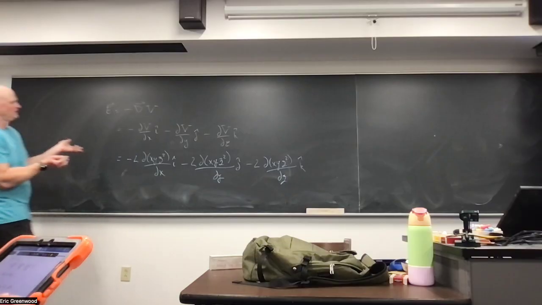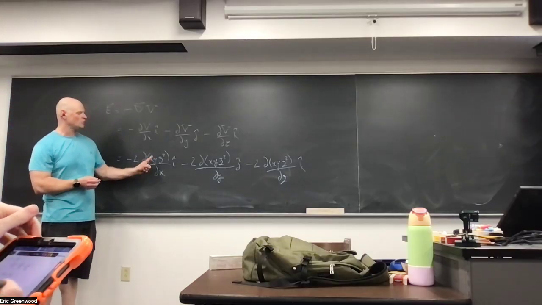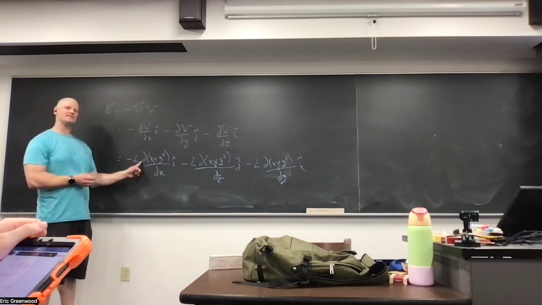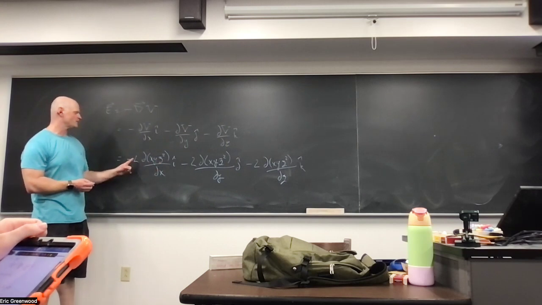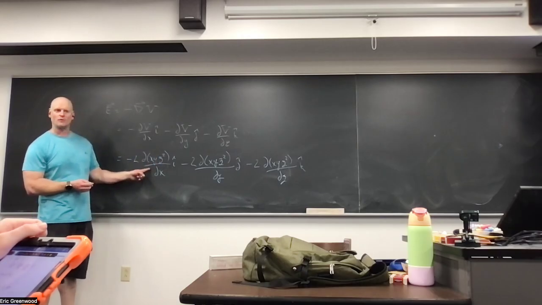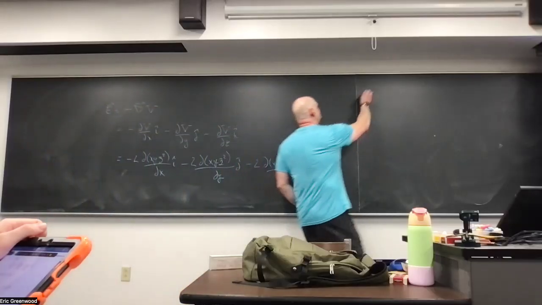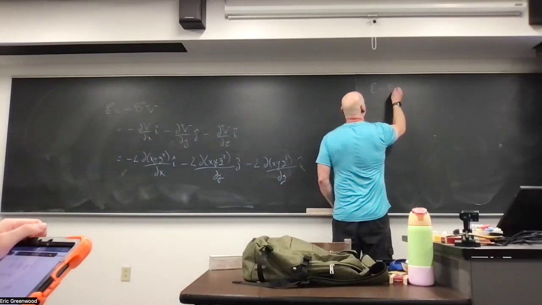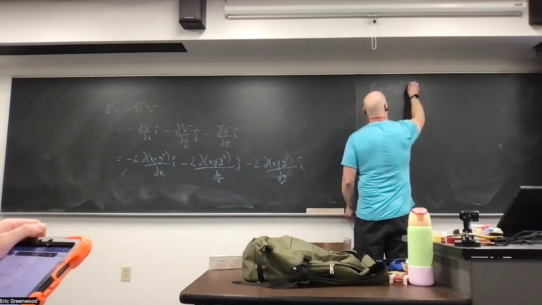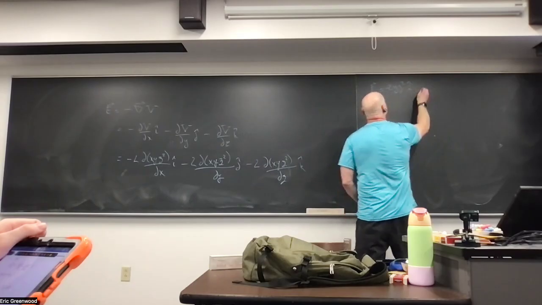Now, in the first case, we're only taking the partial with respect to x, so what's true about y and z? They're constant, so they come outside the derivative. So I'm going to get a 2yz squared times the derivative of x with respect to x. But what's the derivative of x with respect to x? 1. So my electric field then is going to be what? Minus 2yz squared in the i hat direction.